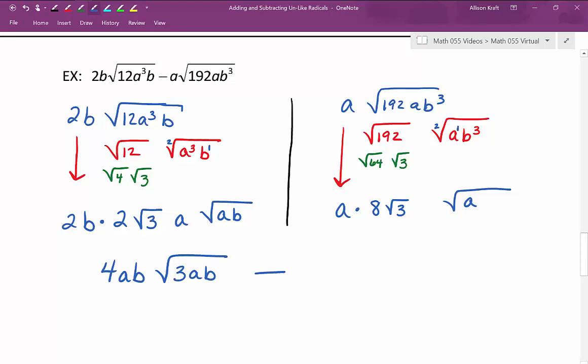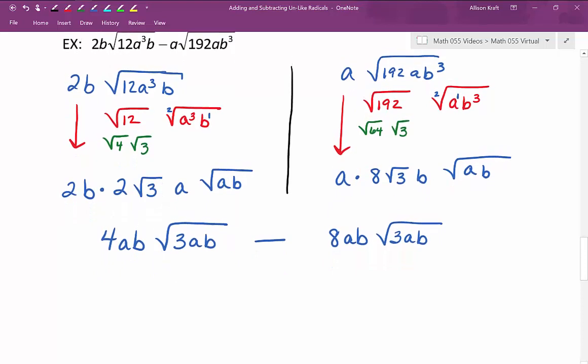2 goes into 3 one time. That's b to the first on the outside. And then we have a remainder of 1, so that's b to the first underneath. Let's clean this up. Outside, we're going to have 8ab, and then underneath, 3ab. Once we've simplified, we want to look and see, do we have like radicals that we can combine?